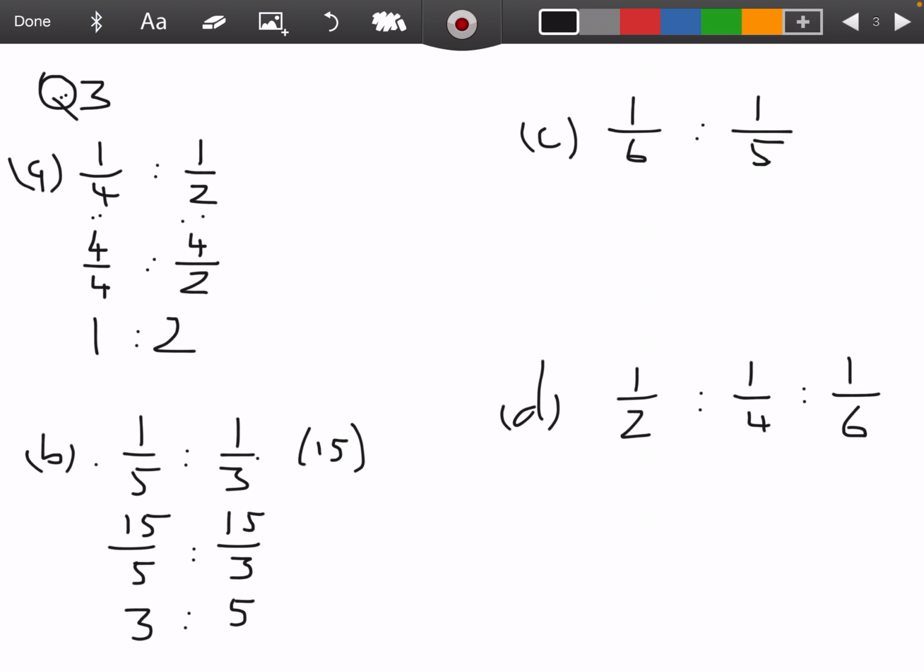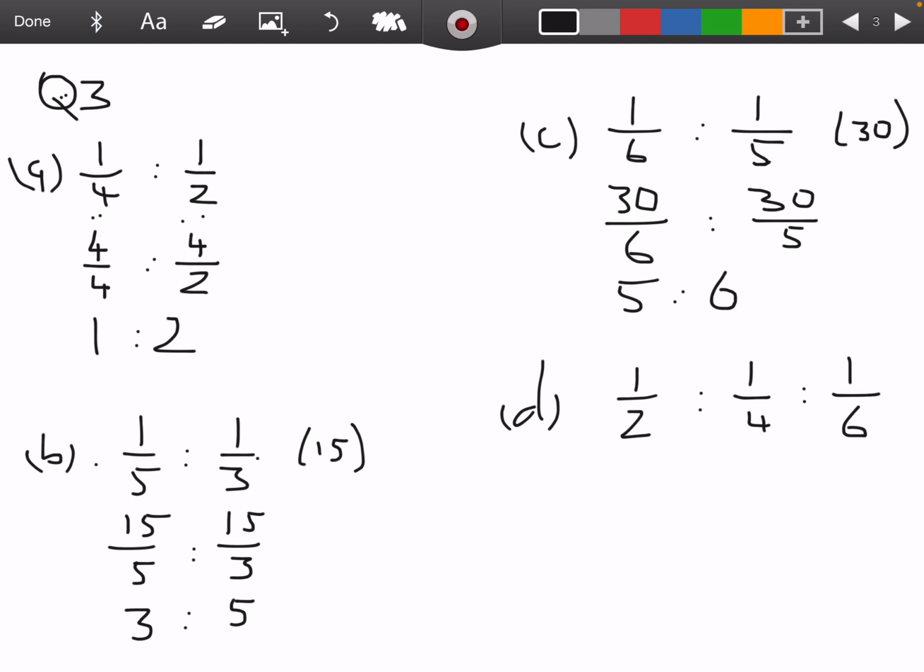Next one, I've got 6 and 5. The number that they both go into is 30. So I do 30 multiplied by 1 over 6 gives me 30 over 6. 30 multiplied by 1 over 5 gives me 30 over 5. And then I divide that in. 30 divided by 6 gives me 5. 30 divided by 5 gives me 6. And you can see my ratio then is 5 is to 6.